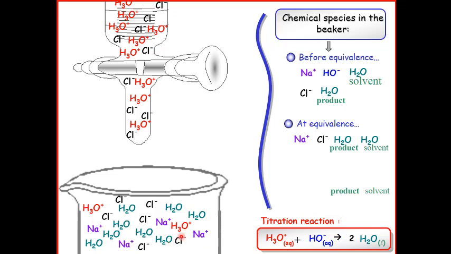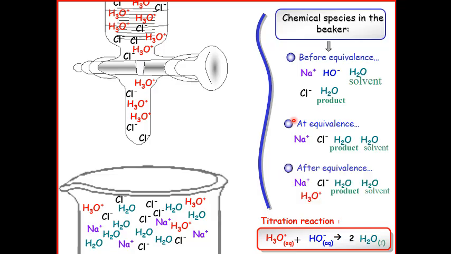Again, what will happen? Simply I'm adding H3O+ and Cl- that don't react with anything because there is no more OH-. So after equivalence, as I said, these are the chemical species present, the same as at equivalence, but I will add to it the H3O+ coming from the burette. Now, as long as I add, the same phenomenon occurs.